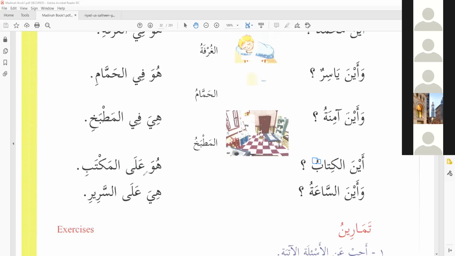If you look at the meaning behind all of these words, huwa ala al-maktabi, if ma'rifah means definite, known, and nakira means indefinite, unknown, then of course the mubtada here is known. And even here, the khabar, the predicate, is also known. We know what room we're talking about.